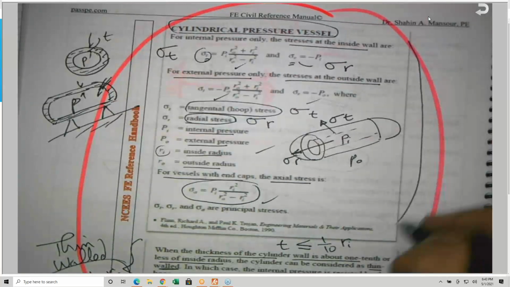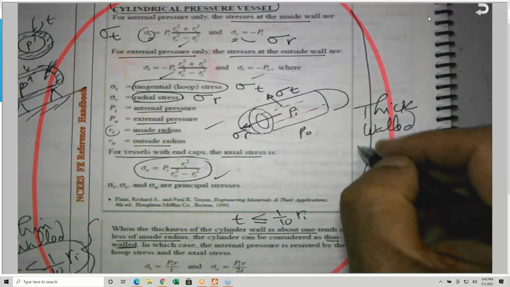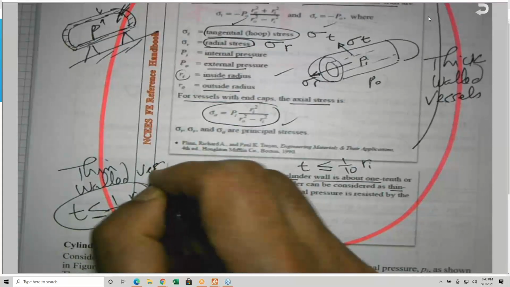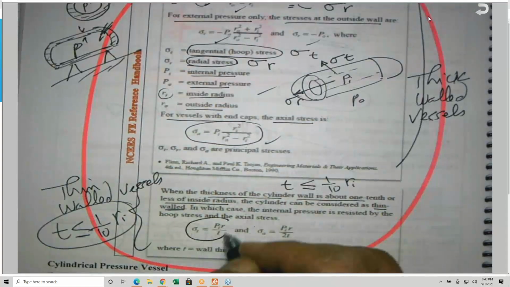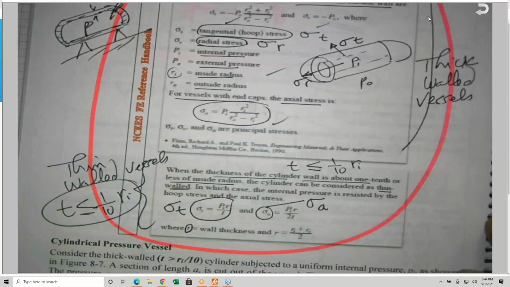These are thick-walled vessels, by the way. This is thin-walled vessels. So the previous equations will be reduced to these two equations. Sigma tangential, where T is the thickness, and sigma axial. One is tangent to the circumference, called sigma tangential, and the other is sigma axial. So the axial is equal to PR over 2T, and the tangential is only divided by T.